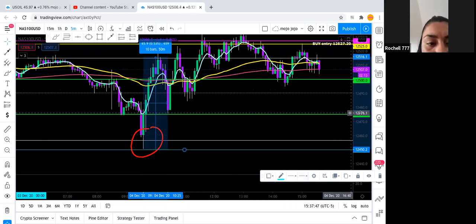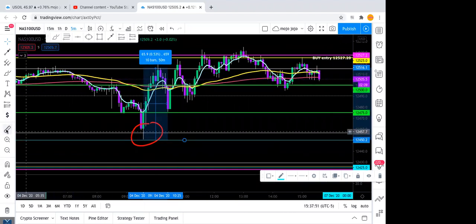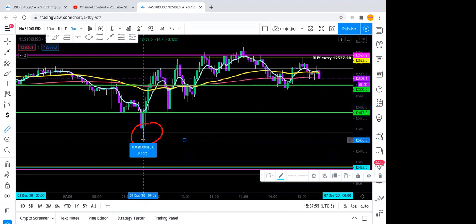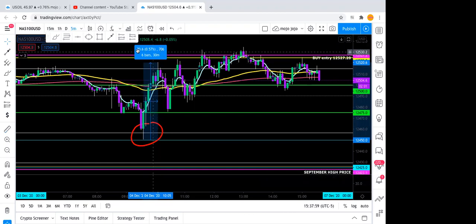How do you know how to calculate pips on TradingView? You see this ruler here? You click on this ruler, you measure from the bottom of the wick to the top of this wick, and you take the number in front of the decimal, 70 pips. Or you can take the number off of this, that's 70. So the number before the decimal is your pips.